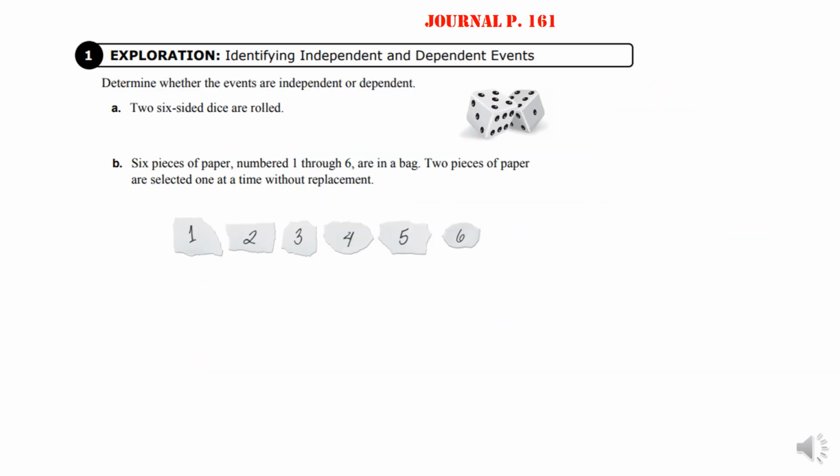So, determine whether the events are independent or dependent. Two six-sided dice are rolled. Well, they're independent of each other. They each roll on their own, correct? Six pieces of paper, numbered 1 through 6, are put in a bag. Two pieces of paper are selected one at a time without replacement. So think about that. If I take number 1 out first, that changes the probability for whatever number I'm going to pick next. So those are dependent events.